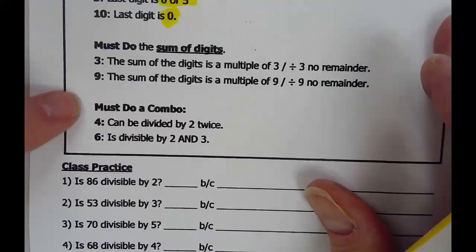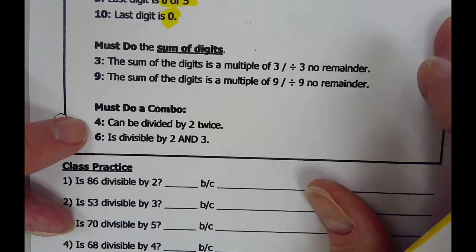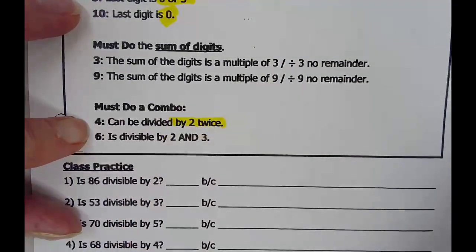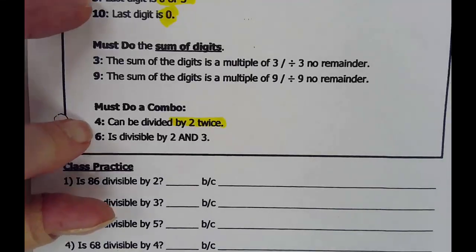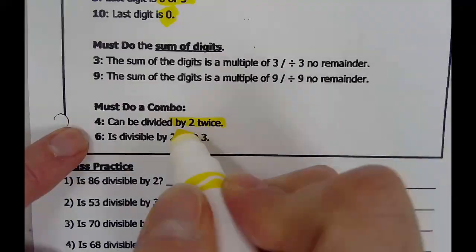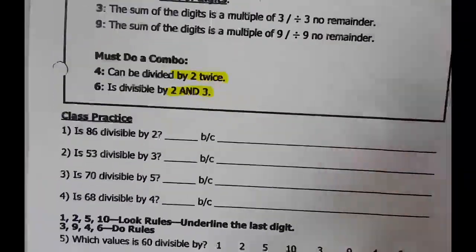And then we have some that are a combination. We can figure out a number is divisible by 4 if it's divisible by 2 twice. If we divide by 2 and we get an even number, then 4 is going to work. If we divide by 2 and we get an odd number, can we divide 2 into an odd number? Then that means 4 is not going to work. Finally, 6 is if you have 2 and 3. This is going to make more sense when we actually work out the problem.